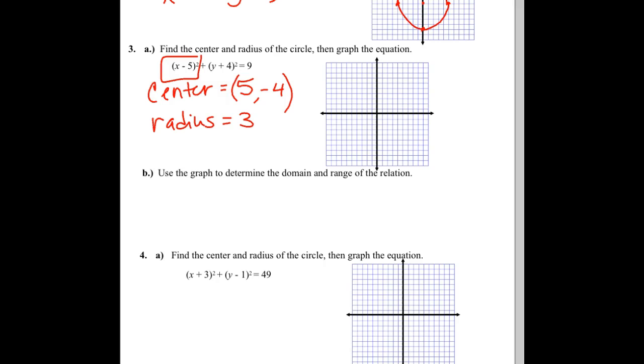All right, let's plot that point. We're going to do a radius of 3, so we're going to go 3 spaces in each direction, and draw it in.